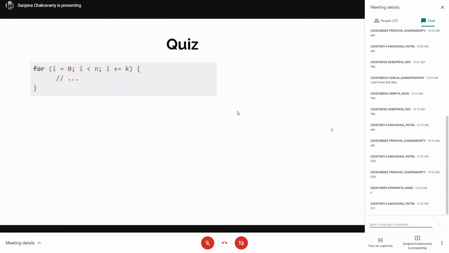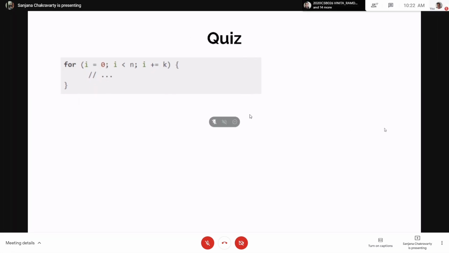Can anyone tell me the time complexity? Yes, n by k. That is true. Let's go on to the next one. Is there anyone who didn't understand why it's n by k? Please unmute. I don't mind explaining. Can you explain to me once why it is n by k? Sure, sure.